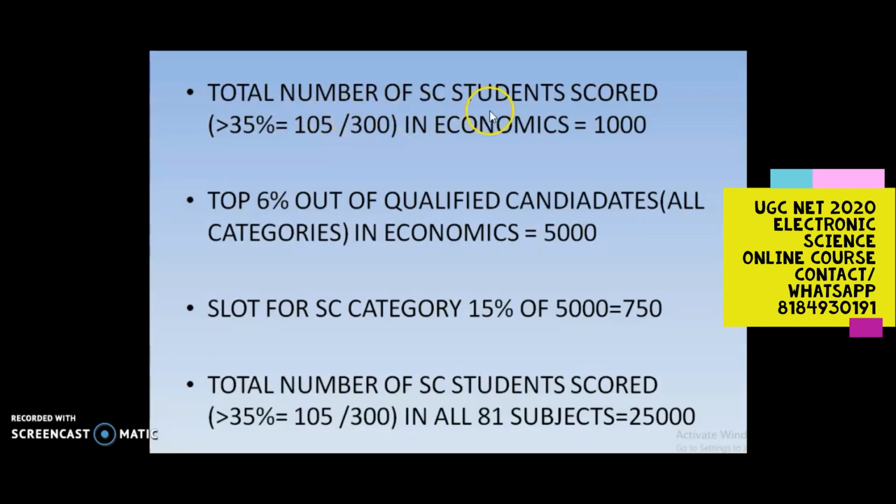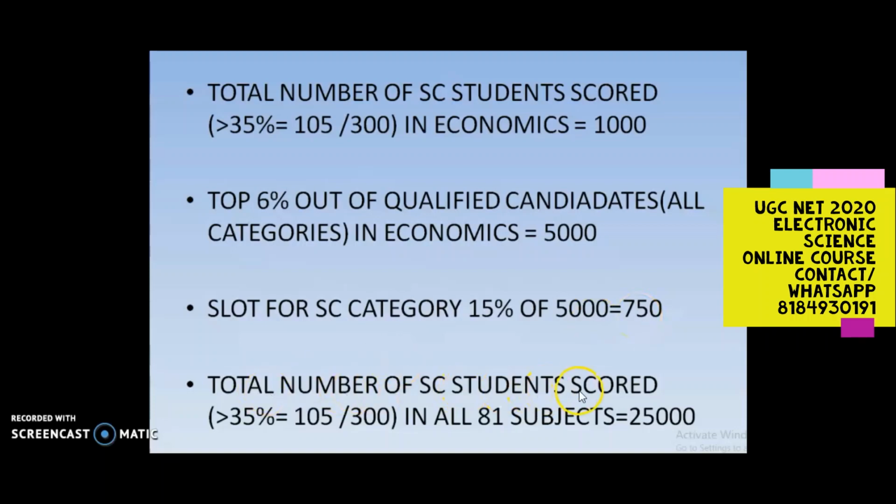Let us take the total number of SC students who scored greater than 35%, that means 105 marks out of the 300 in economics, in both paper 1 and paper 2, paper 1 plus paper 2. If the marks are greater than 35%, then for example, say the total number of such candidates is 1000, and the top 6% of the qualified candidates, all caste categories in economics, is equal to 5000. Then the slot for the SC category, as we already saw, 15% is the slot for the SC category as per the reservation policy of Government of India. So 15% of this 5000 becomes equal to 750.